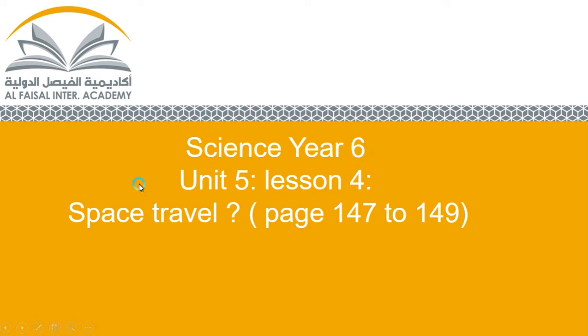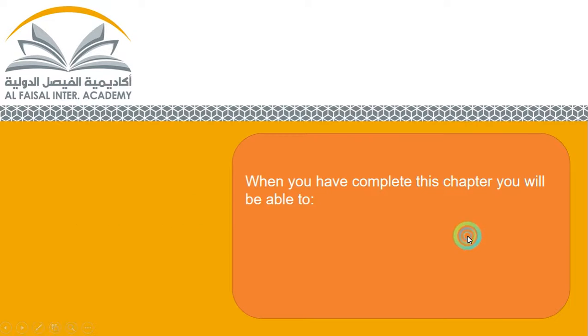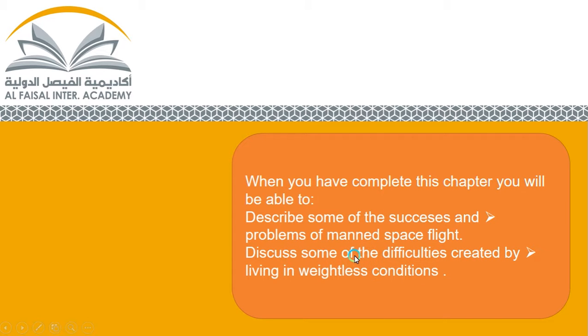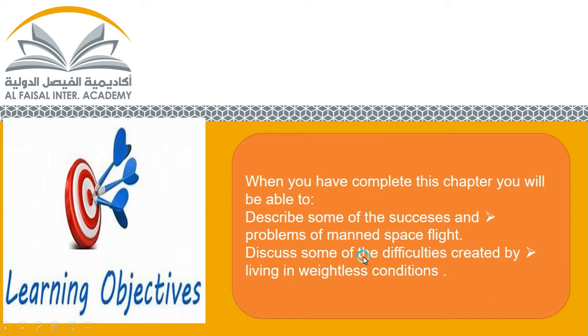Next one now. Let's go to space travel, the next lesson, page 147 to 149. At the end of this lesson, the student should be able to describe some of the successes and problems of manned space flight, and discuss some of the difficulties created by living in weightless conditions. Those are our objectives that should be known at the end of this lesson.